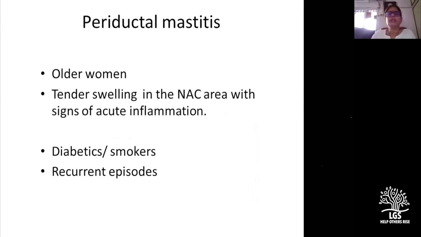So periductal mastitis, like I said earlier, I don't know if I'm going to be repetitive for people who were not able to attend yesterday. It will be useful. So normally the terminal ducts, there are about 8 to 10 or 15 ducts that open into the nipple. And these ducts measure about 1 to 2 millimeters. When a woman is lactating, that duct increases in diameter. It can go up to even 4 to 5 centimeters. So in a non-lactating woman, it's usually very thin, about 1 to 2 millimeters.